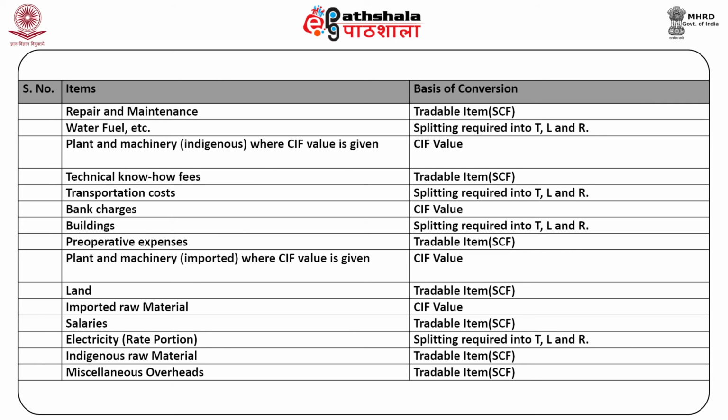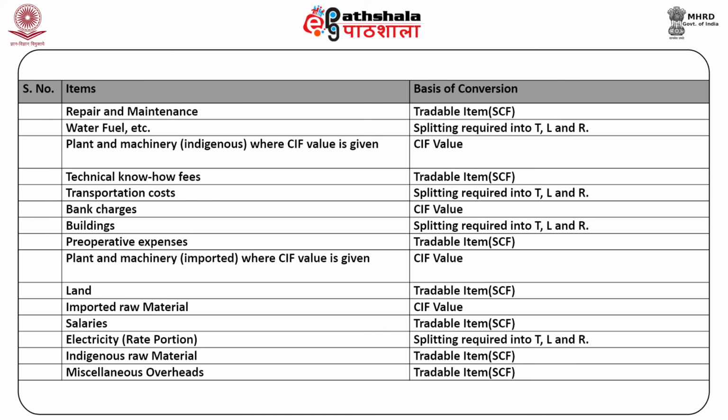For plant and machinery where CIF value is given, the basis of conversion is CIF value. For technical know-how fees, the basis of conversion is the tradable item, that is SCF. Transportation cost requires splitting into T, L and R. Then bank charges are the CIF value. In buildings, the basis of conversion is still splitting required into T, L and R. Then pre-operative expenses are converted as tradable items, SCF.